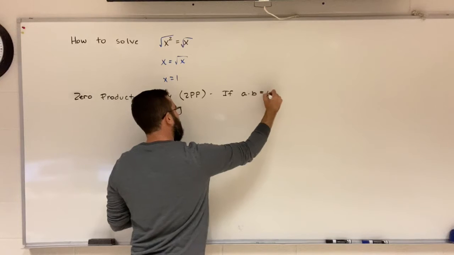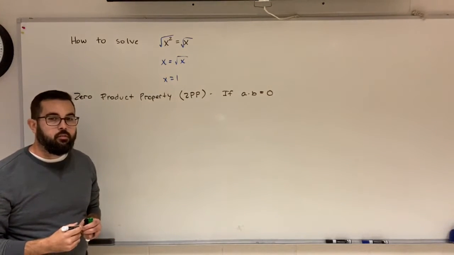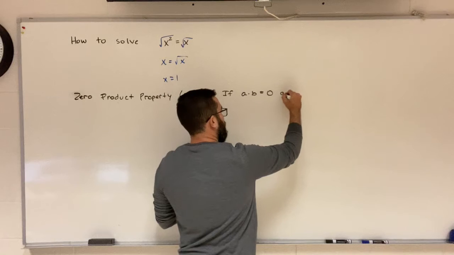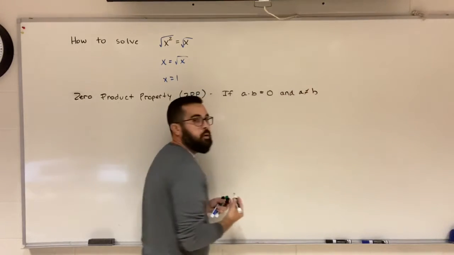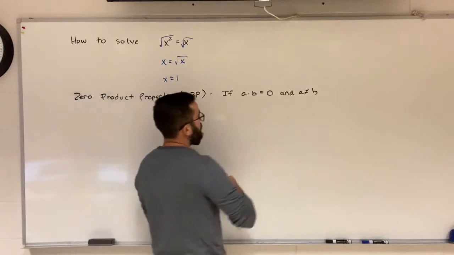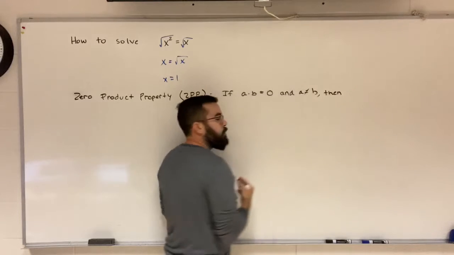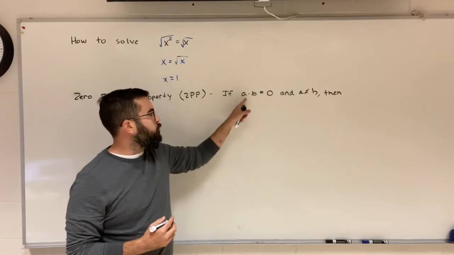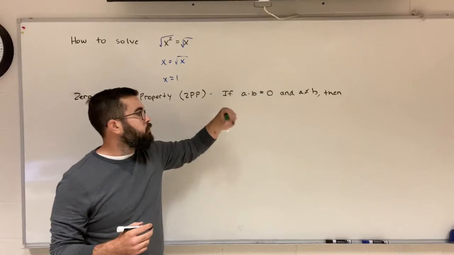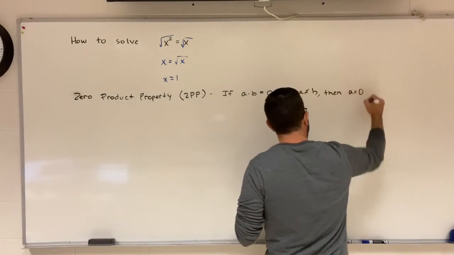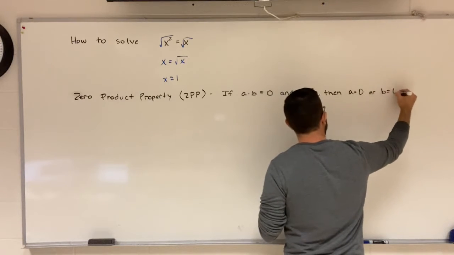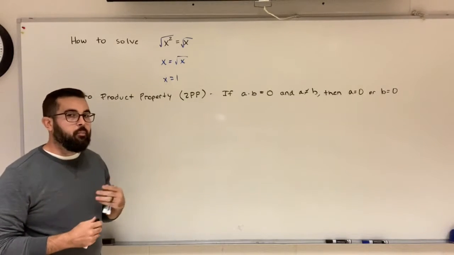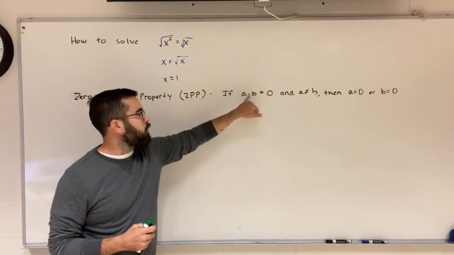If A times B is equal to 0, if you have two quantities that are multiplying to 0, and A and B aren't the same number, then what conclusion can we make? Well, the only way to multiply to 0 is if one of these two quantities is 0. So then A is equal to 0, or B is equal to 0. If that doesn't make sense to you, pause the video and think about it. The only way to multiply to a 0 is if one of the quantities is 0.